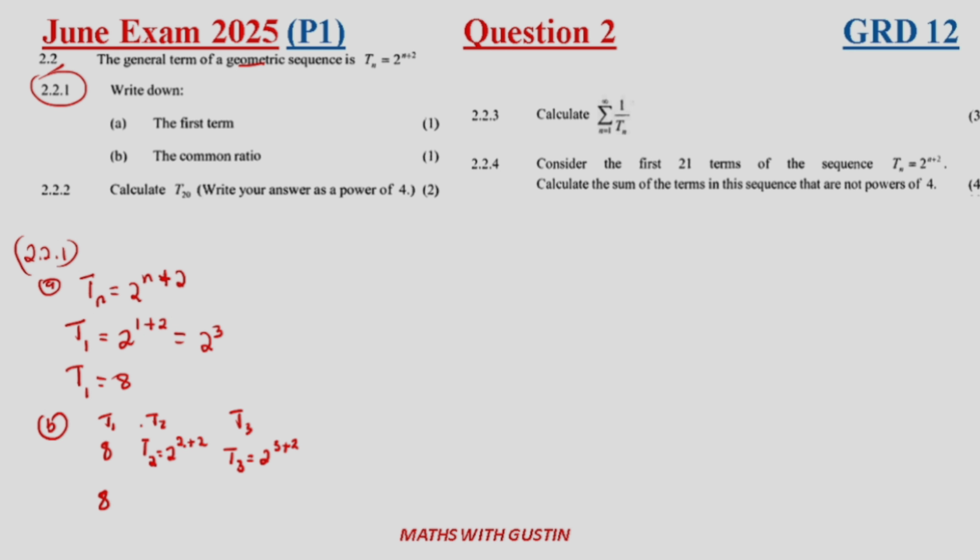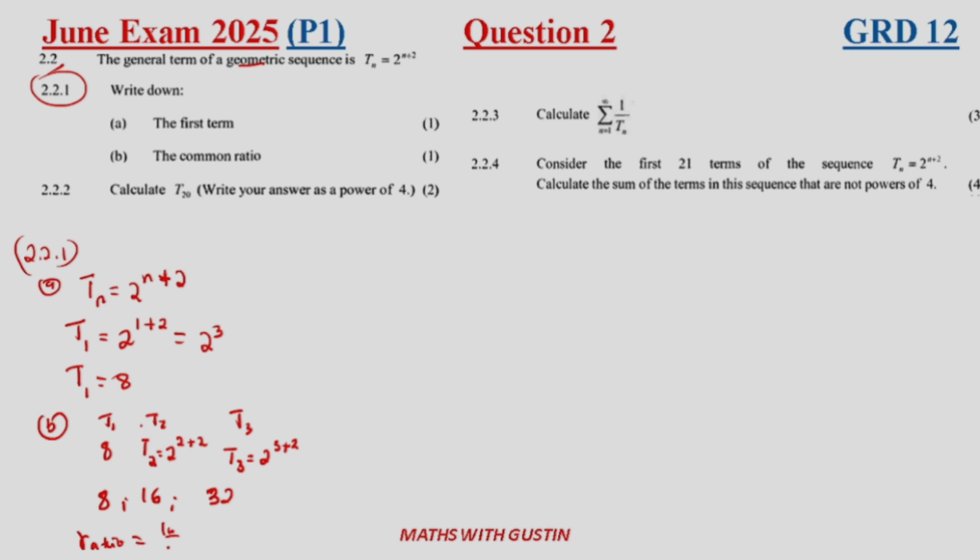So here it's 8. Then T4 is going to be 16. And therefore also here T5, which is 2 to the power of 5 rather, is going to be 32. So our ratio in this case will have to be T2, 16 divided by 8, and then also 32 divided by 16. Great, and our ratio will be equal to 2. Right.